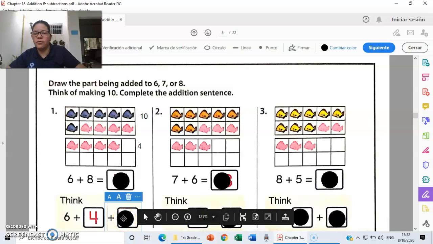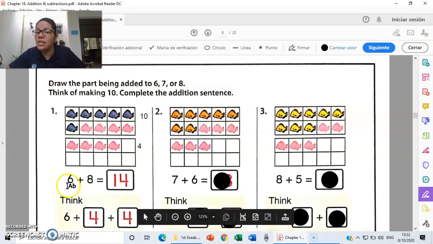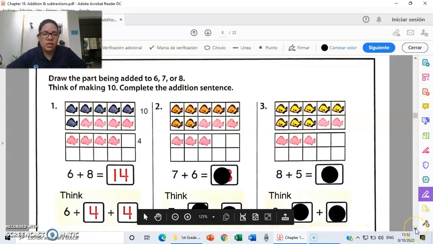You just write. Think that 6 plus 4, it's 10, and then plus 4, how much is it? So 10 plus 4 equals 14. So 6 plus 8 equals 14. Let's go to the other exercise.